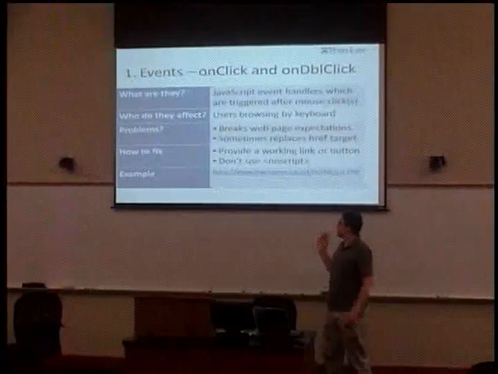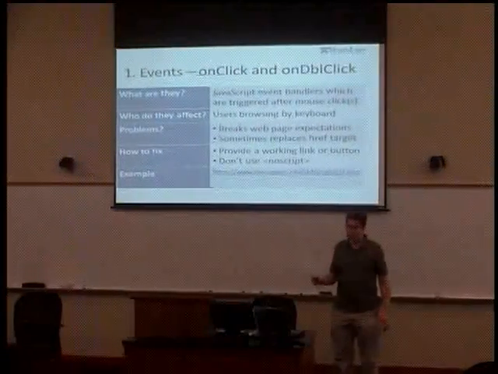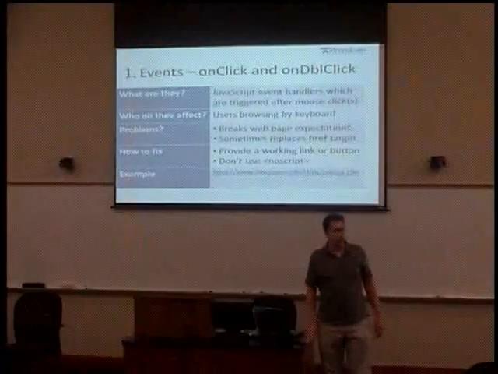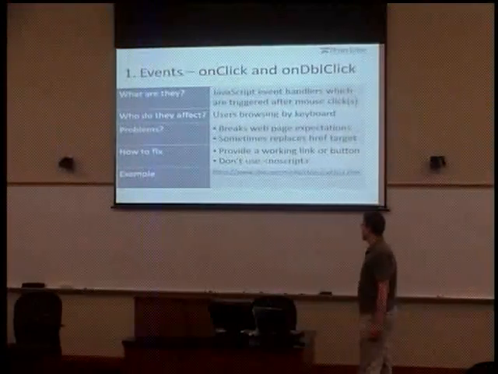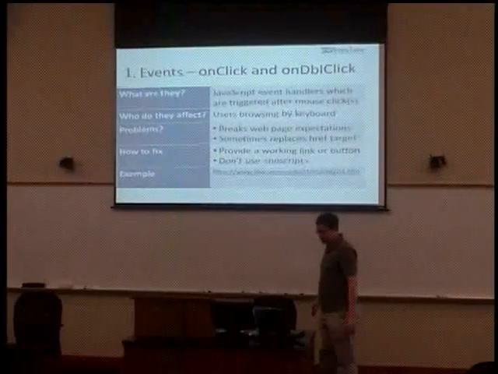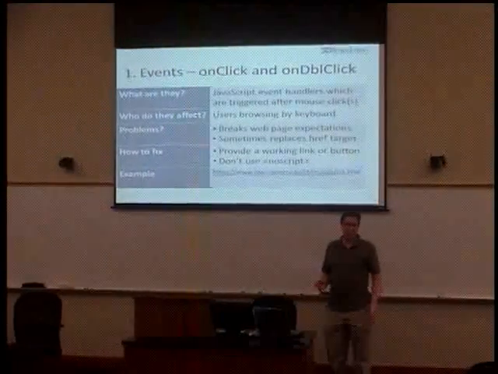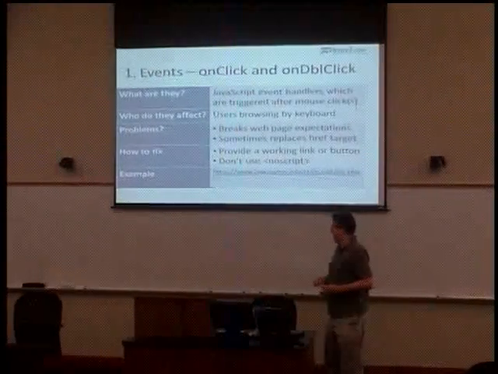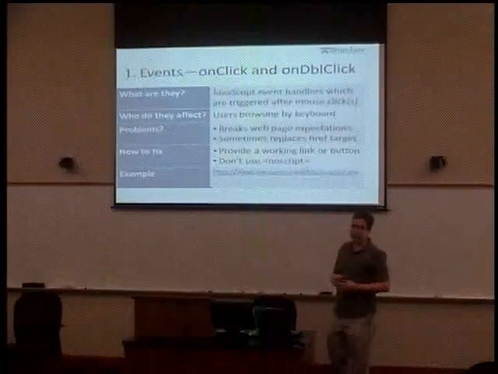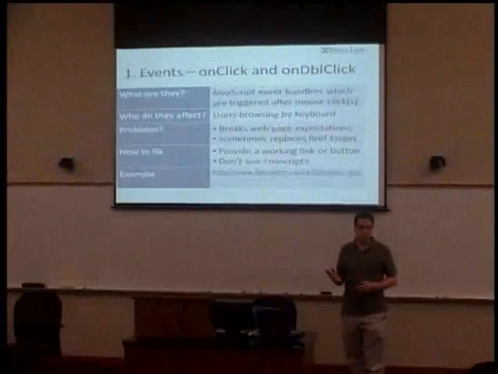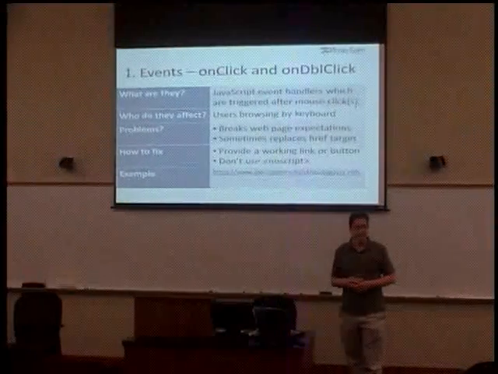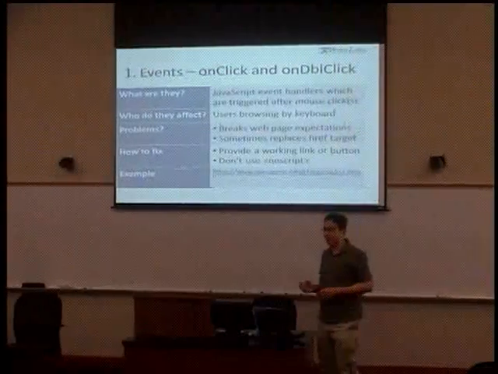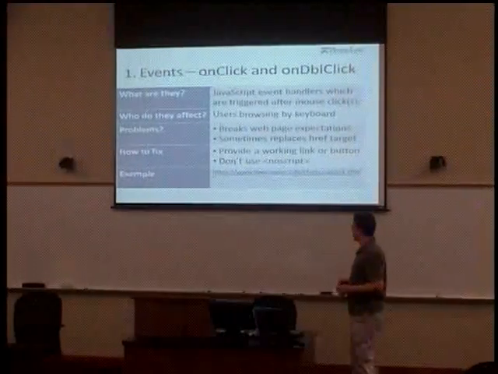So click events, on-click, on-double-click, are triggered when you use the mouse to click on something. So obviously, users without keyboards are not going to be able to access those events. And also, this is used a lot to break the web page expectations, because very frequently people put JavaScript void 0 in the href target of the link. So if you click on a link without JavaScript, then nothing happens.